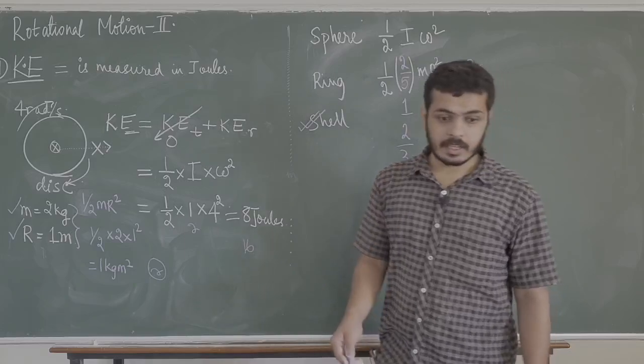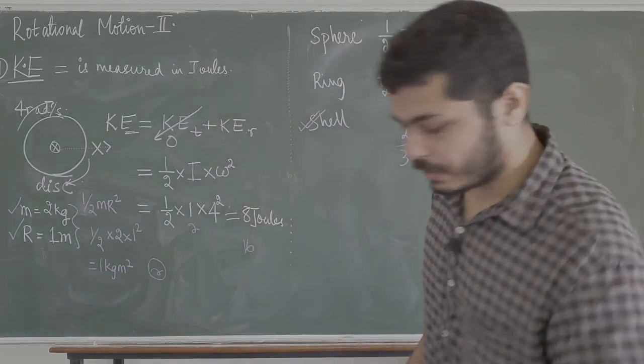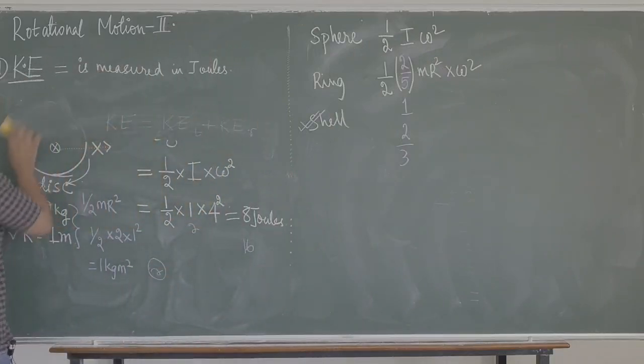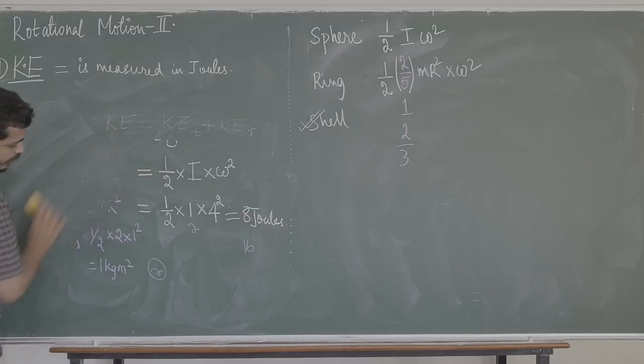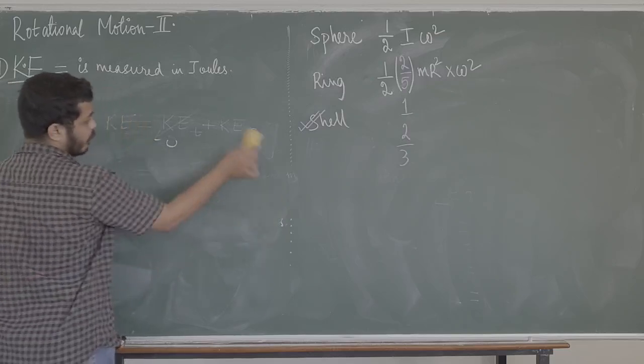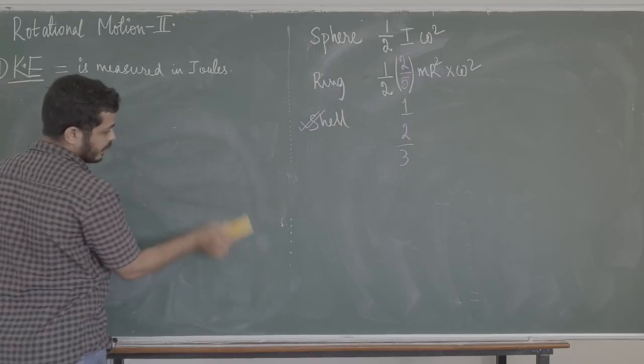Okay, let's try another question. In this case, what I'm going to do is give you two kinds of motion. The disk is going to rotate and the disk is also going to translate. I have already taught you rolling, so you decide if the disk is rolling or not.